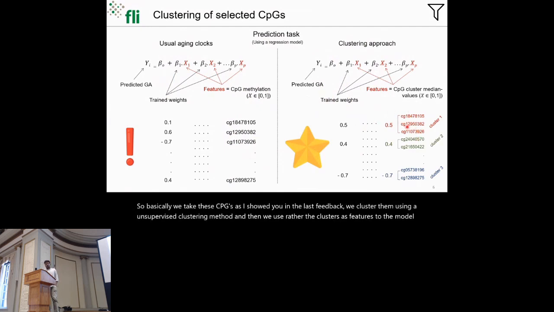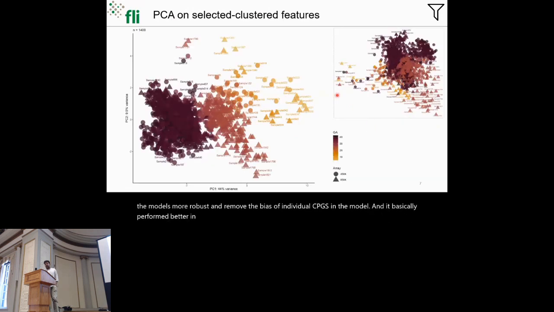And what we found out is that just by doing this additional step, we could make the models more robust and remove the bias of individual CpGs in the model, and it basically performed better in our hands. And now coming back to the PCA that I showed you before, what you can hopefully appreciate here is that after doing these couple of steps of correlation filtering and clustering, we could now nicely separate these samples on their gestational age, which was not possible before.